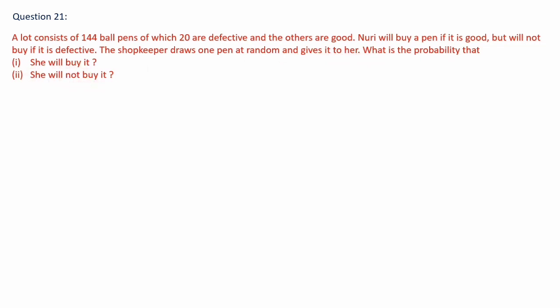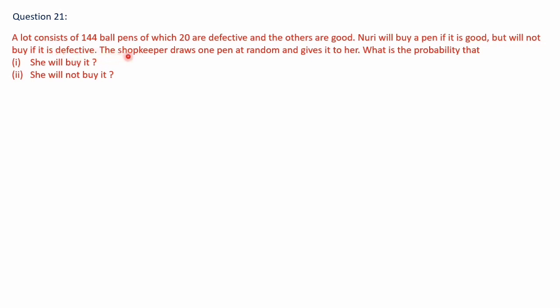So the condition explained in the question, you must be very clear about it. A lot consists of 144 ball pens, of which 20 are defective and others are good. Total 144 ball pens are there. Out of the 144, 20 are defective. It is mixed up. And Nauri will buy a pen only if it is good. So if it is defective, she will not buy.